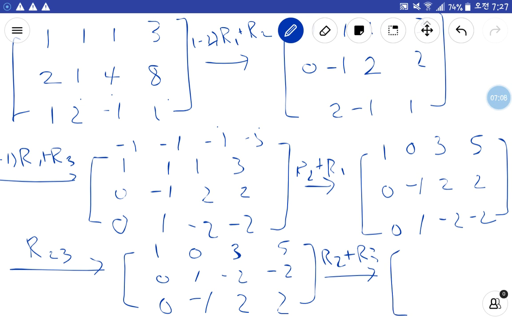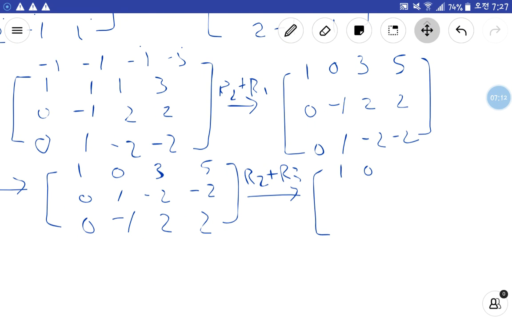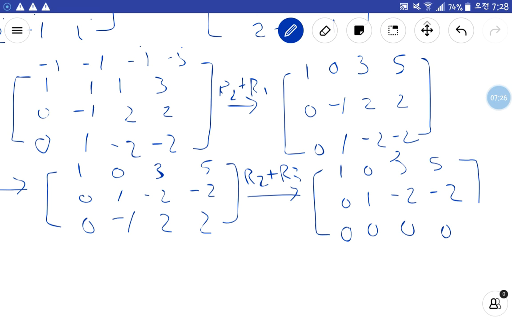And I would have 1, 0, 3, 5, 0, 1, negative 2, negative 2. And then, once you add them up, 0, 0, 0, 0. Okay. It's just gone. My last one is just all gone.